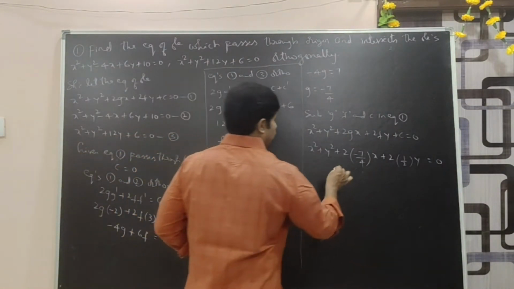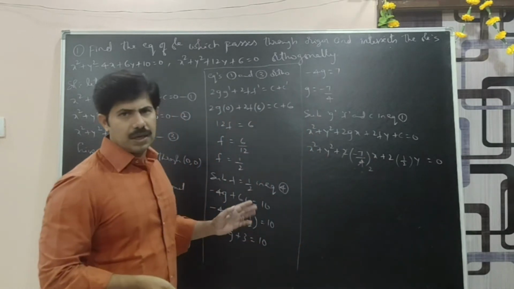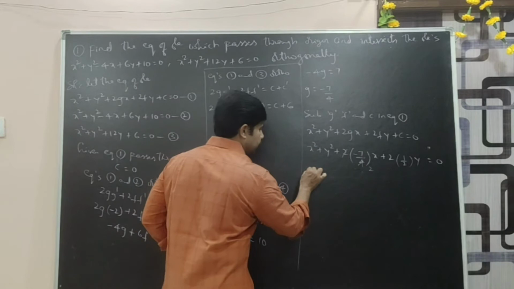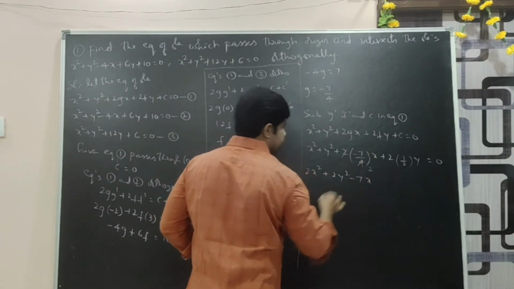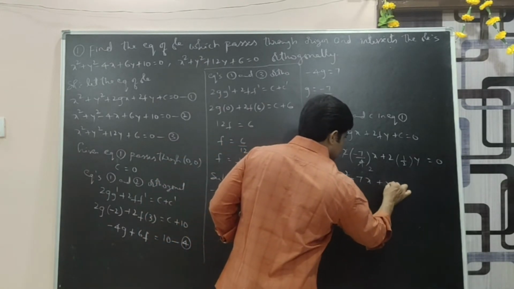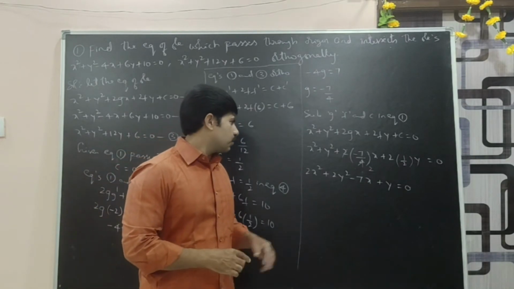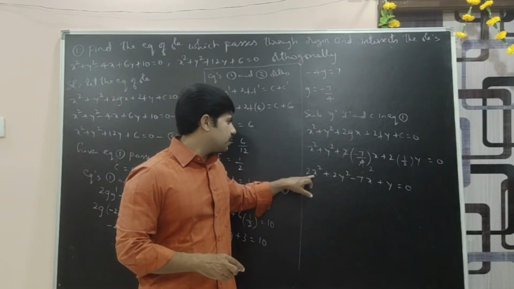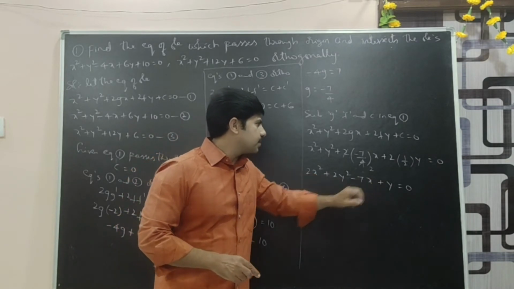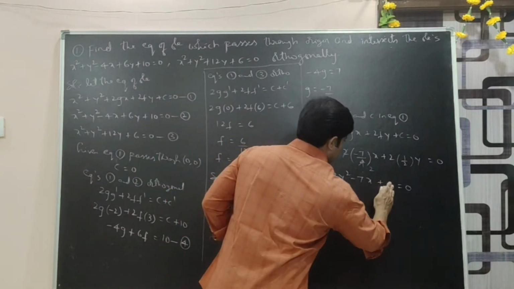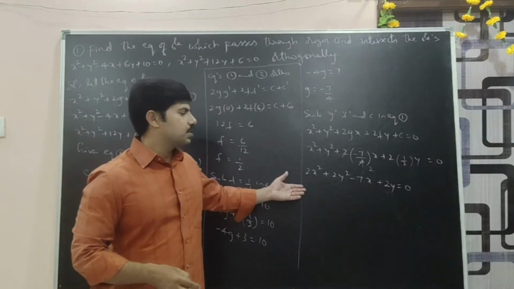So here we can eliminate the 2s. I'll take LCM so that we get the equation of circle, that is 2x square plus 2y square minus 7x plus y is equal to 0. After taking LCM, which is 2, the required equation of circle is 2x square plus 2y square minus 7x plus 2y is equal to 0. Okay, so this problem is completed.